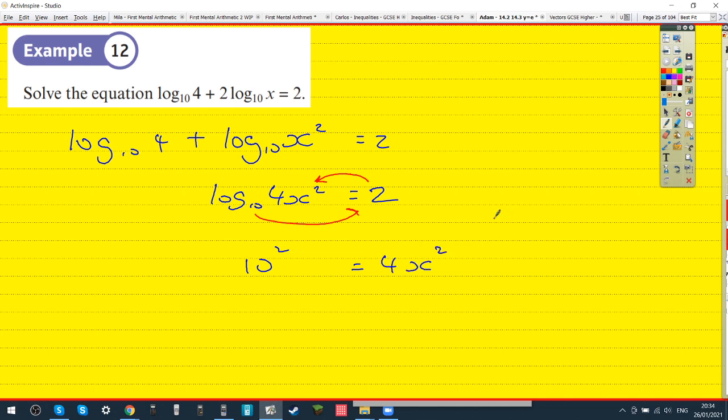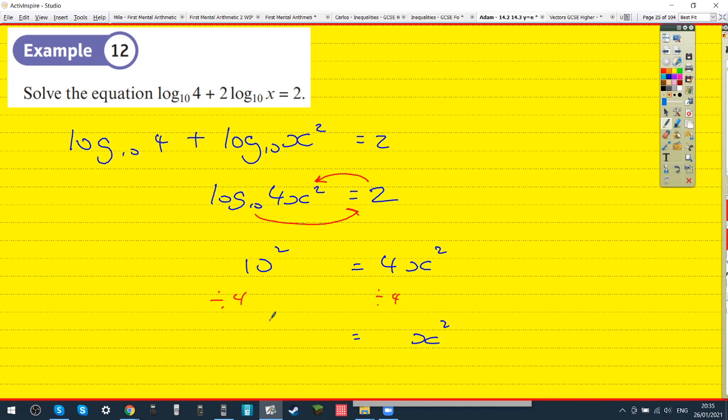And then you can square root both sides. And what would you get? 10 equals 4x. You'd actually get 10 equals 2x because you'd have square root 4 as well. Divide both sides by 4 first. Okay. So you'd get 10 squared over 4 equals x squared. Yeah, so you divide before you square root.